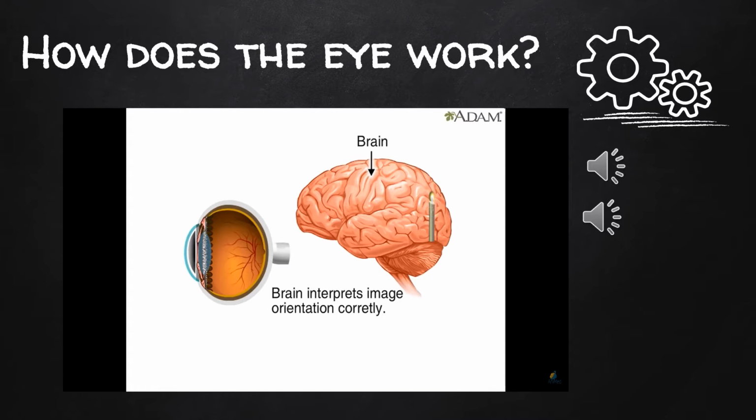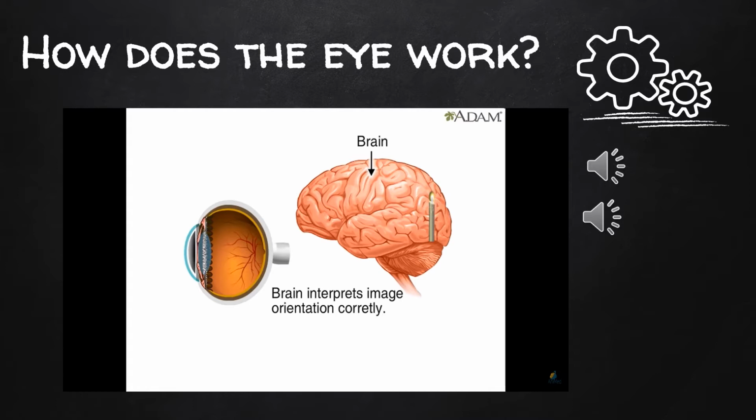This candle can help us understand how the eye captures images and then sends them to the brain. First, candlelight passes through the cornea. As it does, it's bent or refracted by the lens. As the light passes through the lens, it bends a second time. Finally, it arrives at the retina, where an image is formed. This double bending has reversed the image and turned it upside down.